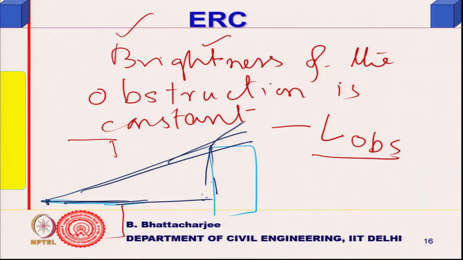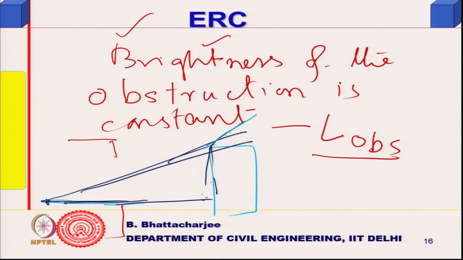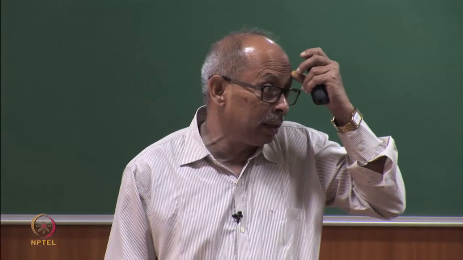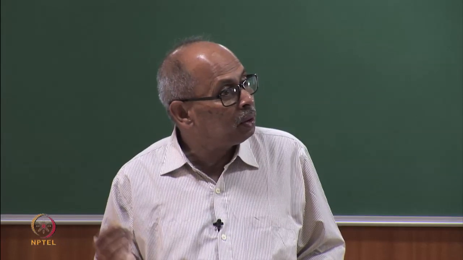And therefore, again, this has got something like this, so that there is an area involved. This is the obstruction area, because the window width is also there. So accordingly, there is an area involved which has got a constant brightness. So how do I find out the illumination due to this?